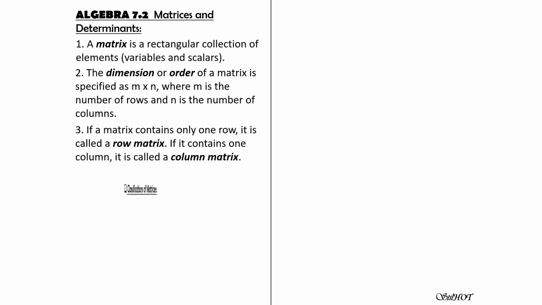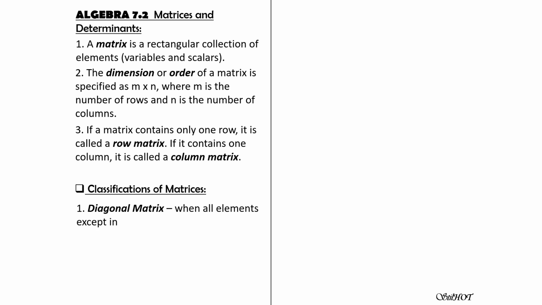If it contains one column, it is called a column matrix. Then we classify matrices. First, the diagonal matrix, when all elements except in the main diagonal are zeros. So examples would be the matrices shown. The elements in the main diagonal are non-zeros, not all zeros, but it may have zeros, but not all.